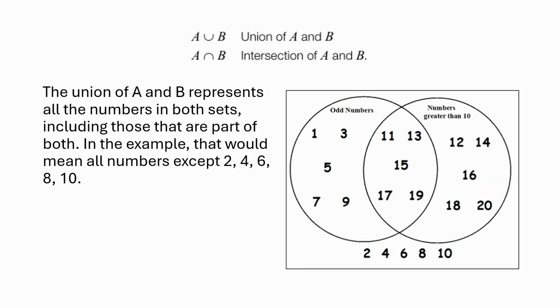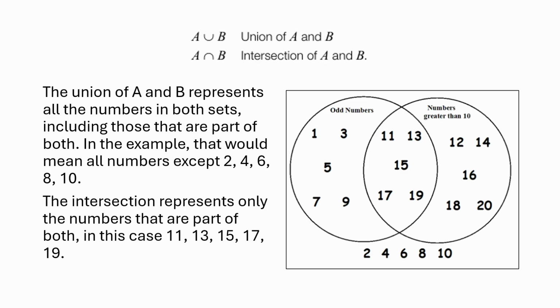In this example, the union would be all numbers inside the circle, so 1, 3, 5, 7, 9, 11, 13, 15, 17, 19, 12, 14, 16, 18, and 20. It does not include 2, 4, 6, 8, or 10. The intersection represents only those in the middle, the ones that are both odd numbers and numbers greater than 10 in this example, so 11, 13, 15, 17, and 19.